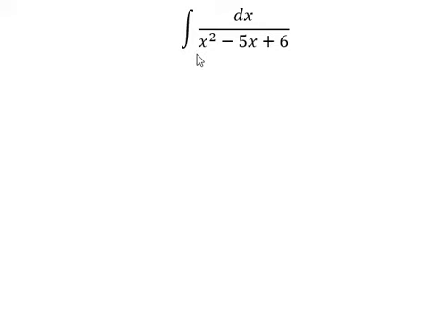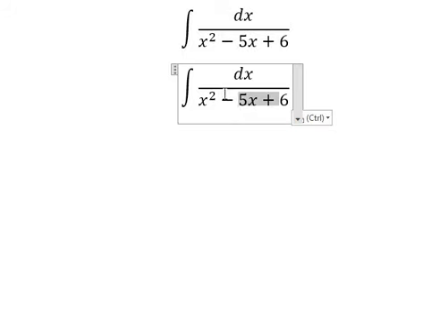The topic today is about integration. So now I will show you how to answer. We need to do factorization in here.